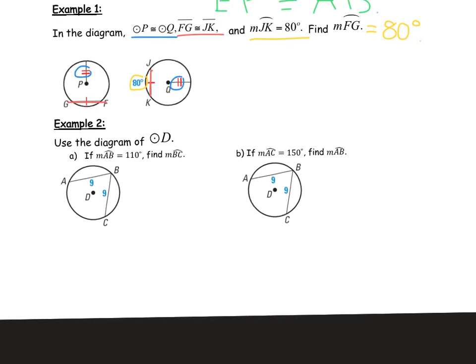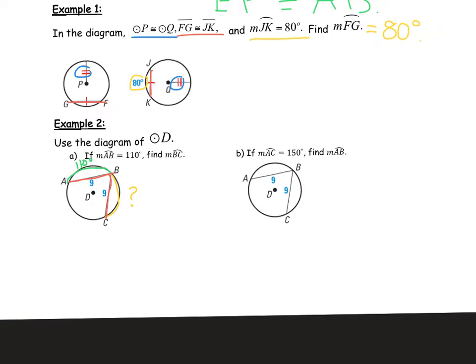Looking at example 2, it says use the diagram of circle D. We can see it's circle D because the center is marked with capital letter D. The first part says if the measure of arc AB is 110, so I'm going to mark that on my diagram right here. I know that AB is 110 degrees. Find the measure of arc BC. So we're trying to find this right here. I do not know that right away. Well, if you look at the diagram, you notice that you have chord AB, which is marked 9, and you have chord BC, which is also marked 9.